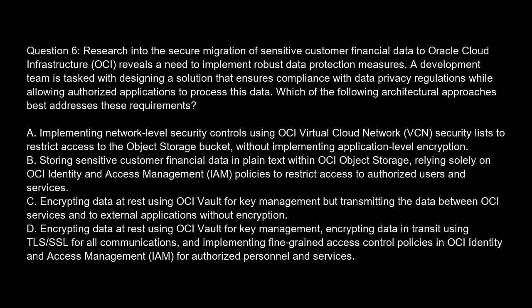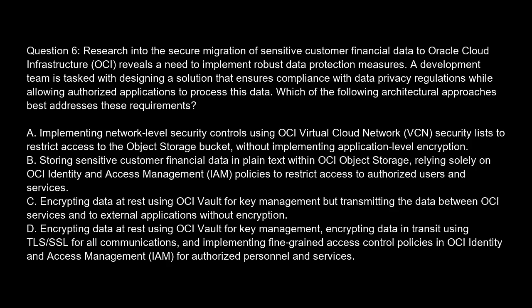Option A. Implementing network-level security controls using OCI Virtual Cloud Network, VCN, security lists to restrict access to the object storage bucket without implementing application-level encryption. Option B. Storing sensitive customer financial data in plain text within OCI object storage, relying solely on OCI Identity and Access Management, IAM, policies to restrict access to authorized users and services.